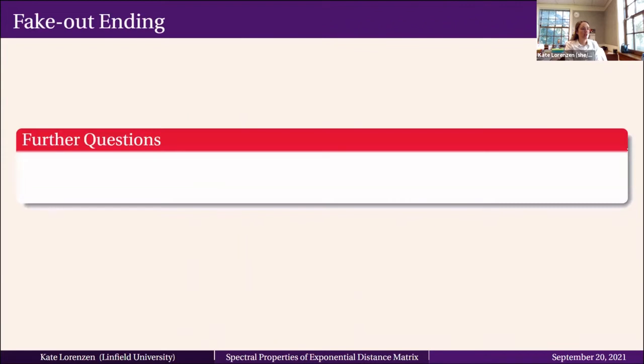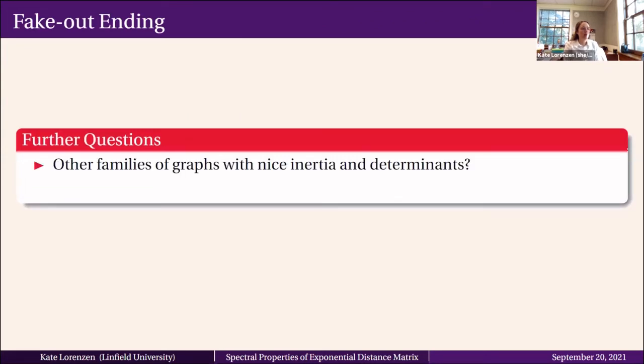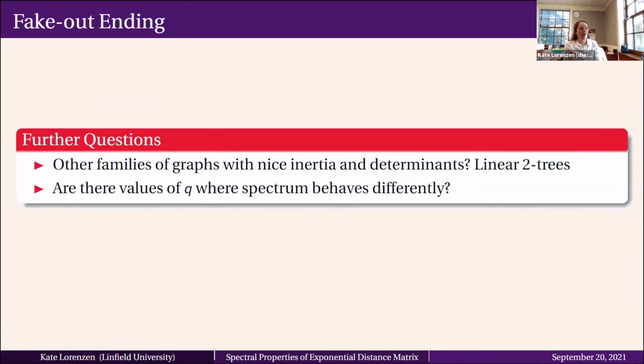All right, so some kind of further things we could look at. Are there other families of graphs with nice inertia and determinants? One possible candidate is a linear 2-tree. So now instead of adding a leaf vertex, maybe I'm adding a vertex and connecting it to 2 adjacent vertices as we're growing our graphs. So there's definitely some evidence that this might have a nice inertia or a nice determinant.